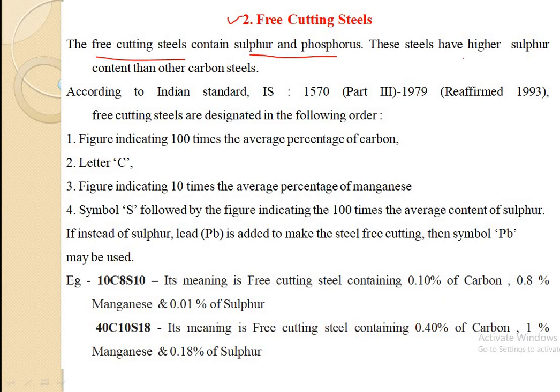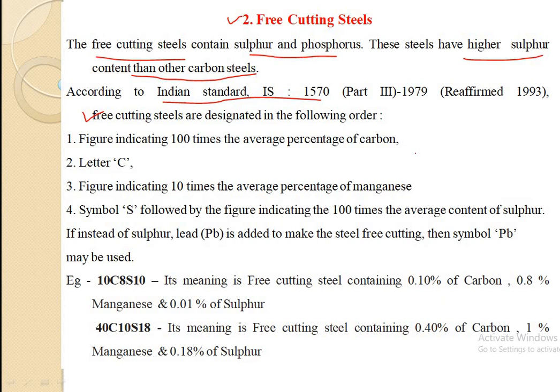Now these steels have higher sulfur content than other carbon steels, means mild steels. And these free cutting steels are designated according to Indian Standard 1570. As we know that each and every steel is designated on the basis of Indian standards, in the same way free cutting steels are also designated on the basis of Indian Standard 1570. So what is the procedure of designation of free cutting steels?